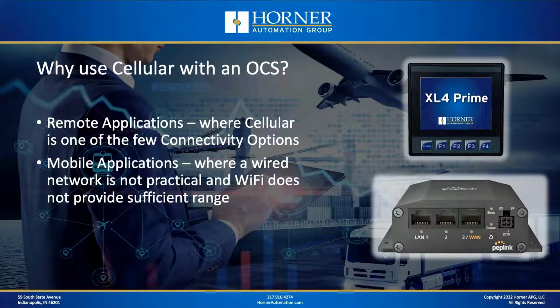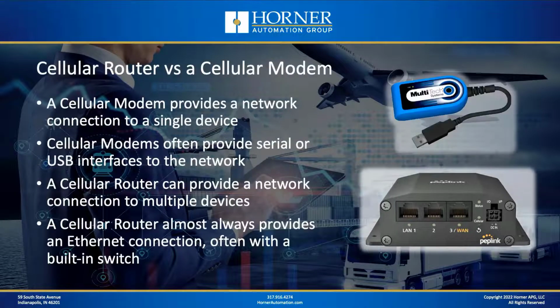Another one is for mobile applications where the machine is moving around. And if it's moving around beyond just a campus or a site, for instance, then Wi-Fi isn't really practical. So at that stage, you pretty much are looking at cellular as your main option when the machine's moving around a bit. Okay, so there's a couple use cases for cellular with an OCS.